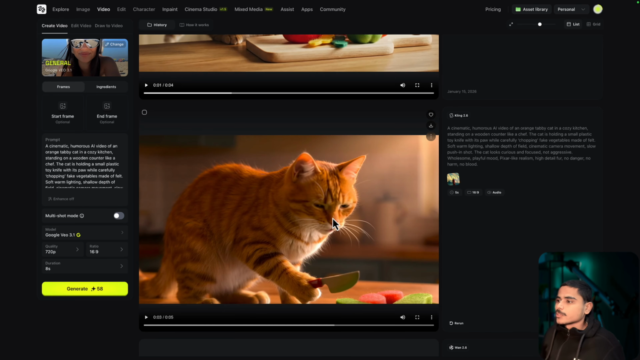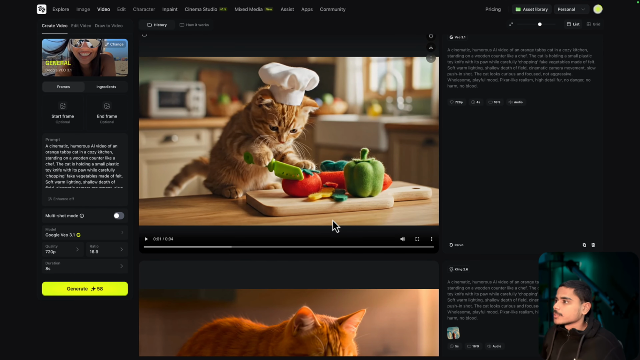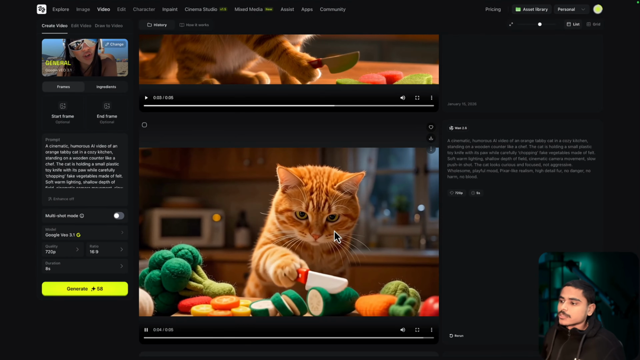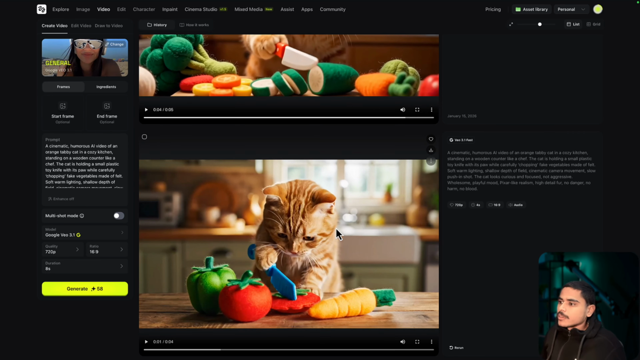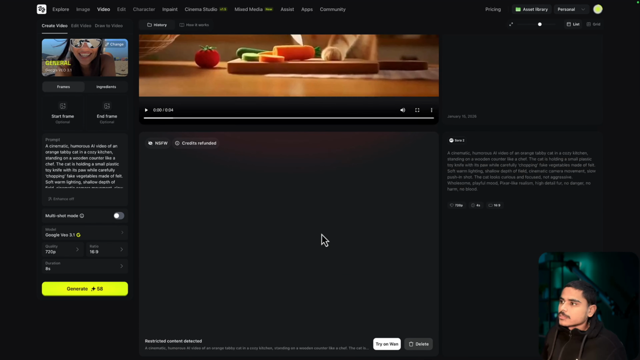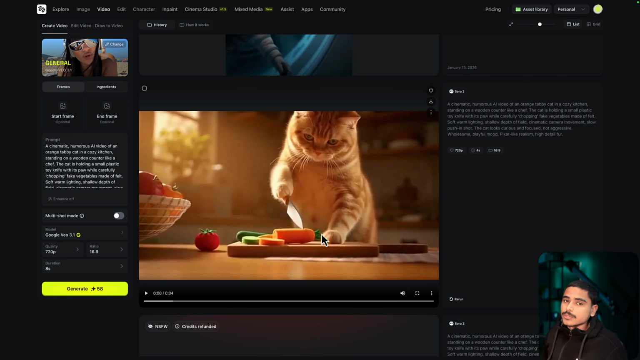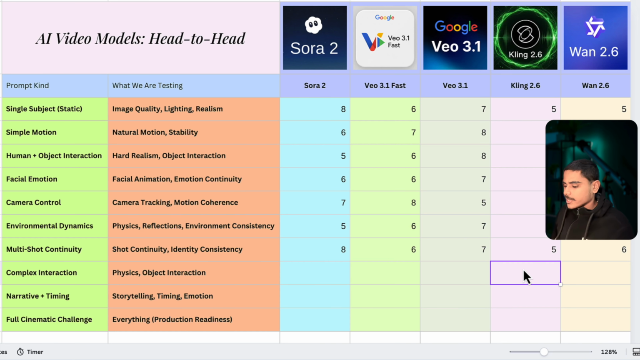I would say Kling is going to be at the bottom, then Veo 3 and Wan are going to be at the same level. And between Veo fast and Sora 2, it is going to be a tie. So Kling is going to get 5 points. Wan 6, Veo also 6. This is going to get 7 and 7.